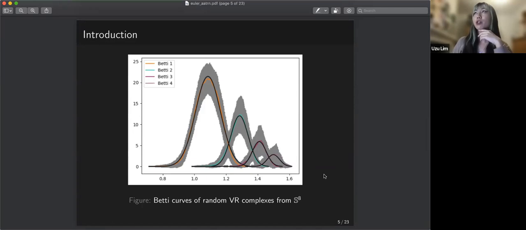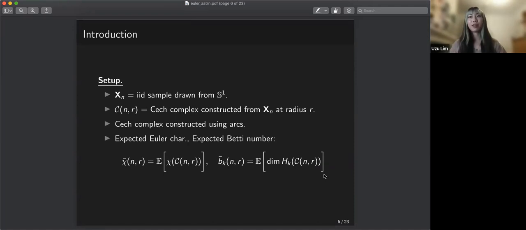So I'll be using Čech complex that's constructed using arcs, i.e. using the intrinsic topology of the circle. So that's the topic today. We'll see some interesting, very specific behavior. So let me explain the setup. You start with Xn, your IID sample drawn from S1 of size n. So you have endpoints independently, uniformly drawn from your circle.